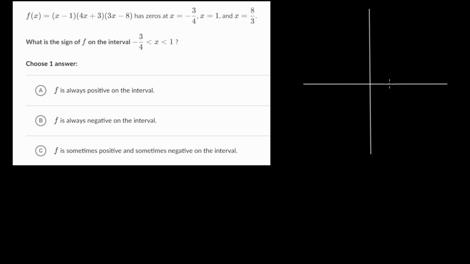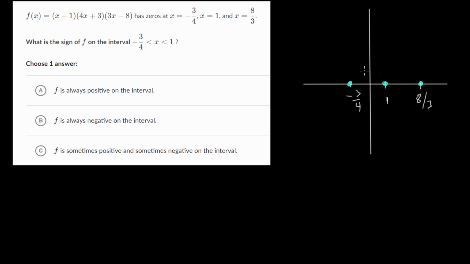So the function will go through an x value of 1. It goes through at minus 3/4 and then at 8/3, which is about 2.6. So maybe that is right there. It's not drawn to scale. So we know our function will go through each of these points. It will equal 0 at those points.